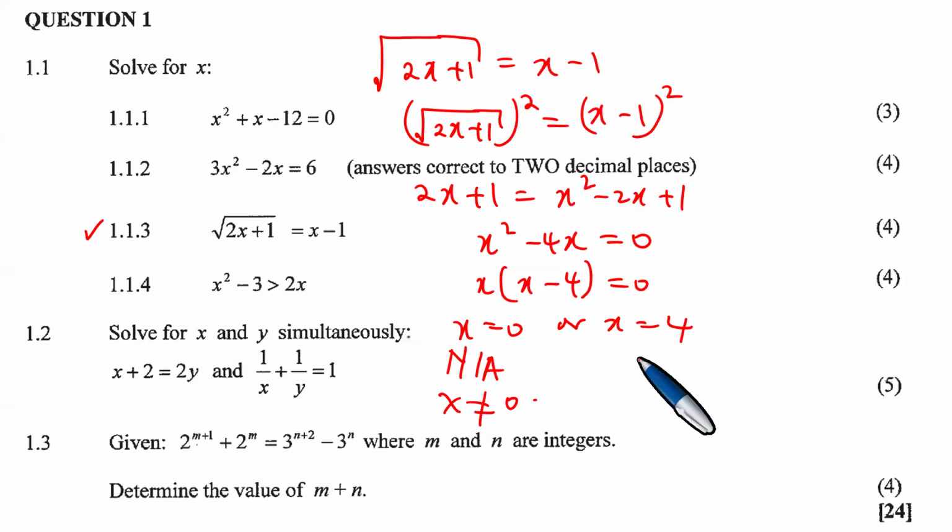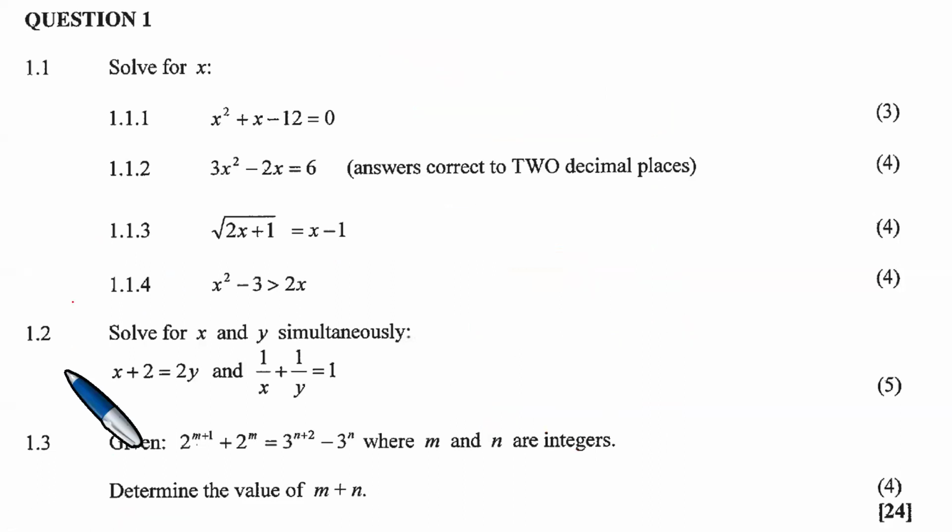3 equals 3. The number 4 satisfies the original radical equation, and therefore we have solved problem 1.1.3. Next, I want us to discuss briefly how to deal with quadratic inequalities.